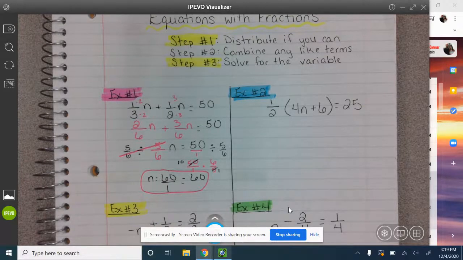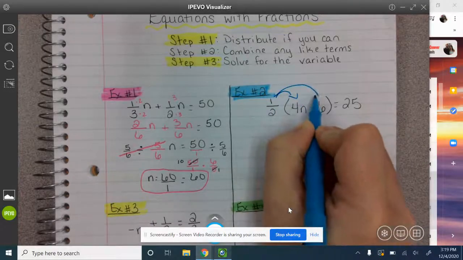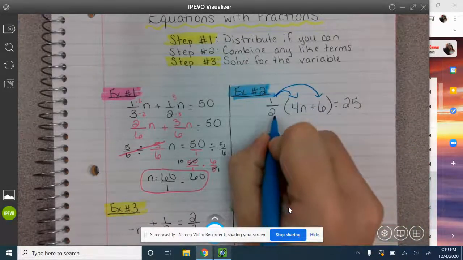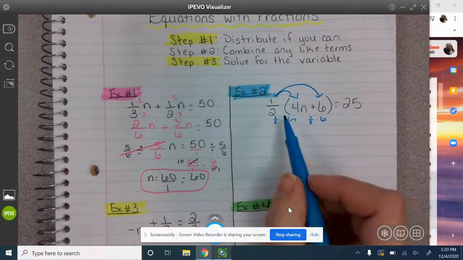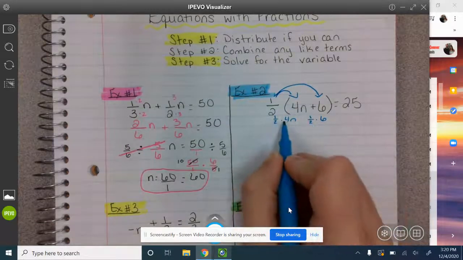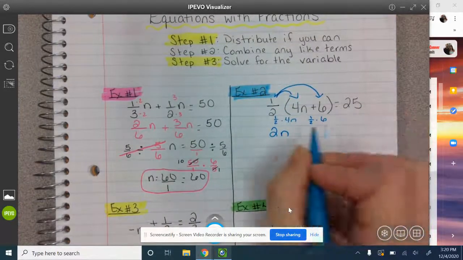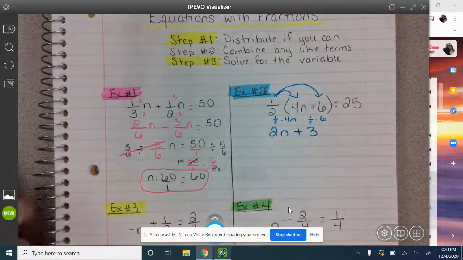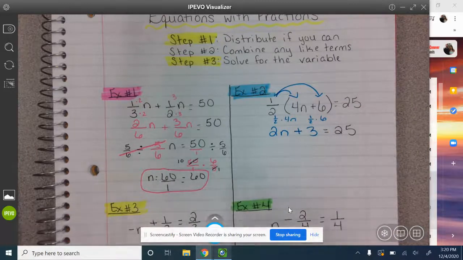Example number 2 looks a little different. We've got to distribute that 1/2 before I can do anything else on this problem. So I'm going to draw my arrow to show my distributing. 1/2 times 4n and 1/2 times 6. And I want you to keep in mind, multiplying by 1/2 is the same as dividing by 2. So 1/2 times 4n gives me 2n. 1/2 times 6 is positive 3. And then I'm just going to write equals 25 because it's out there on the end.